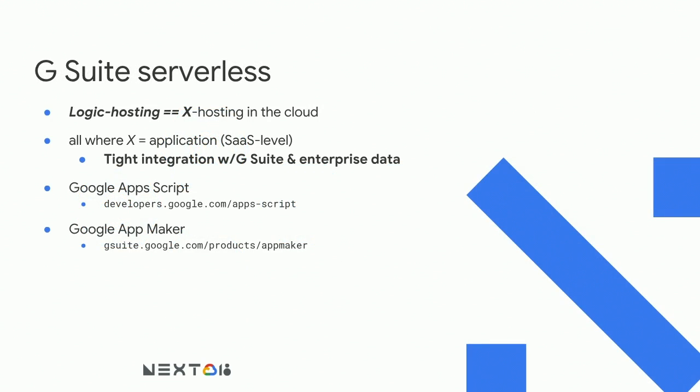Next slide. So without further ado, I will hand it back to Wes, who will talk about the G Suite aspect of serverless. Great. So for the G Suite side, we have two major ones. Because GCP lives at the platform and the infrastructure level, G Suite lives at the SaaS level. So of course, we're only dealing with applications and applications hosted in the cloud. So we have two platforms for that. The first one is Google App Script, and then the next one is Google App Maker. So you can check out the links for the products, but let's dive into each a little bit more deeply.